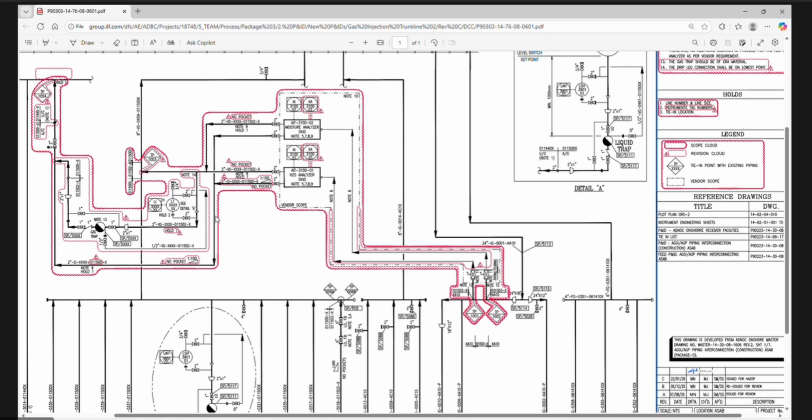Is pressure reduction part of the vendor's scope of supply, or will you be designing it? Yes, correct. It will be part of the vendor's scope, fully part of the pressure reduction.